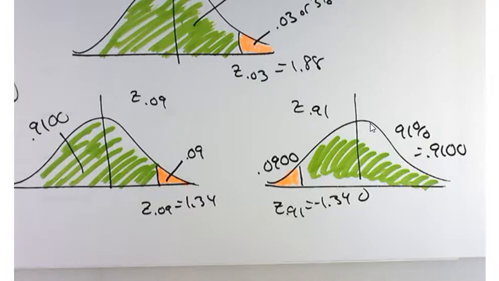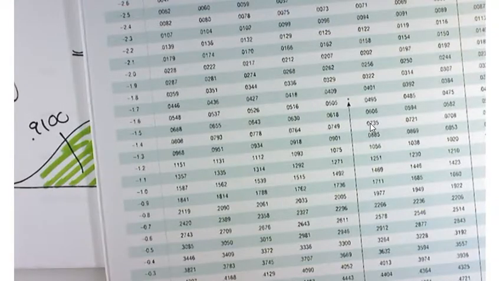Let's do one more like this. A question? Yes? You don't want to memorize this? No, the z-score table will definitely not be memorized. It will definitely be provided to you.